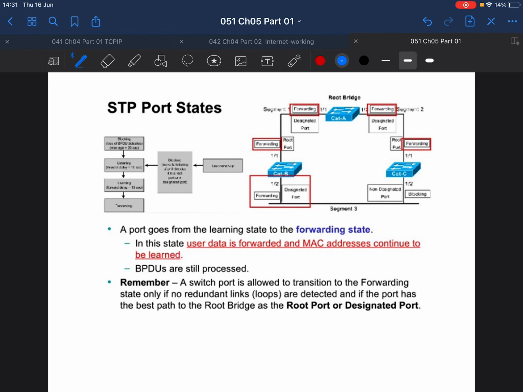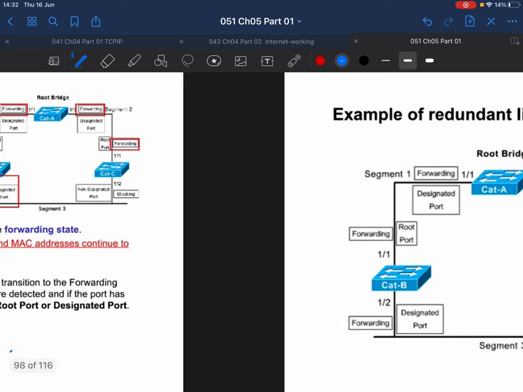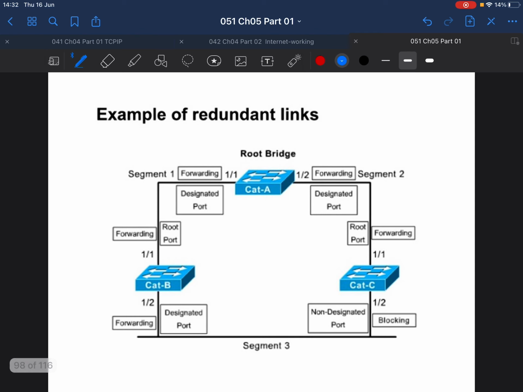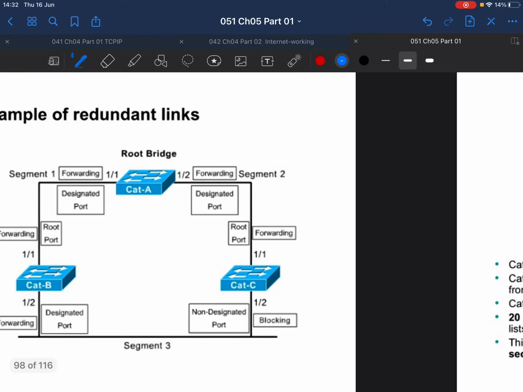Okay, next is the forwarding state. A port goes from the learning state to the forwarding state. In this state, user data is forwarded and MAC addresses continue to be learned. BPDUs are still processed. Remember, a switch port is allowed to transition to the forwarding state only if no redundant links are detected and if the port has the best path to the root bridge as the root port or designated port. Okay, this is an example of a redundant link.